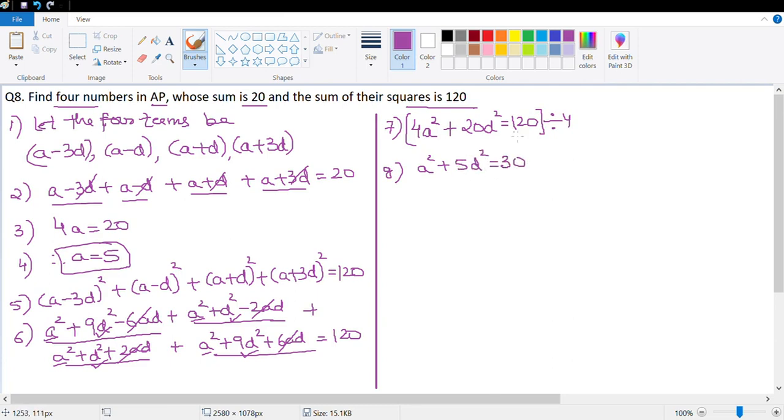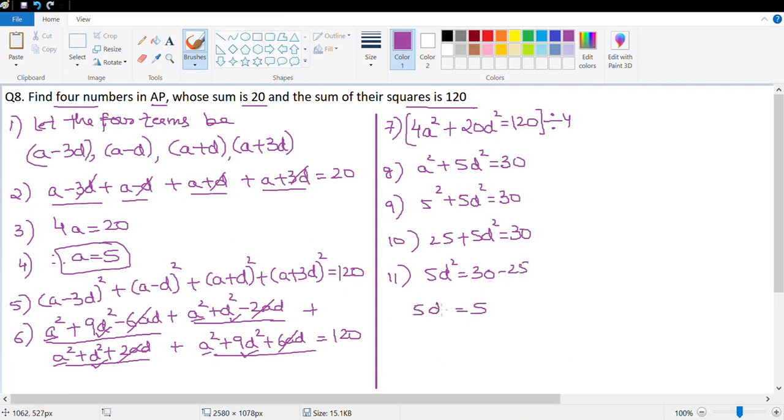That's correct. We know the value of a. So this is 5 square plus 5d square is equal to 30. This is 25 plus 5d square is equal to 30, which gives me 5d square is equal to 30 minus 25, which is equal to 5. So 5d square is equal to 5. Therefore, d square is equal to 1, which means d is equal to plus minus 1.